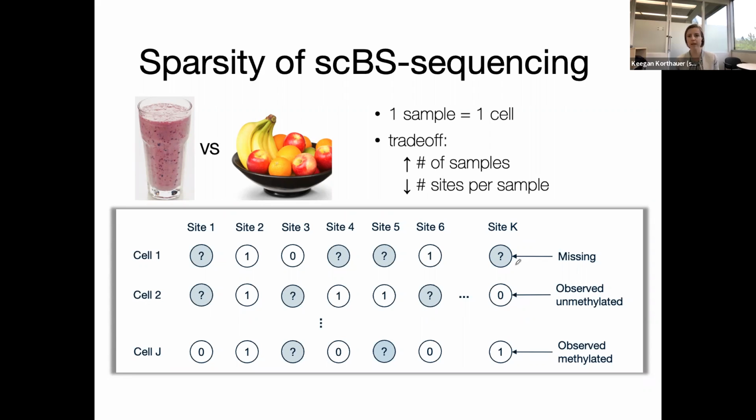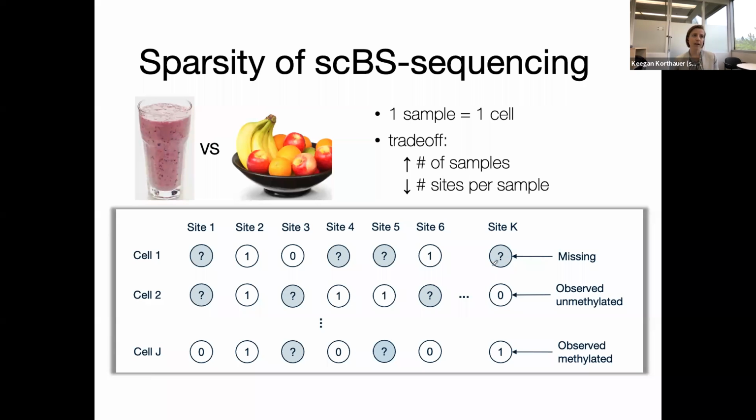We don't know whether they're methylated or whether they're not methylated. And it's important to note that it's not the same set of sites that are missing in every sample. It's approximately missing at random. There are some systematic differences we've identified, but essentially it's missing at random.